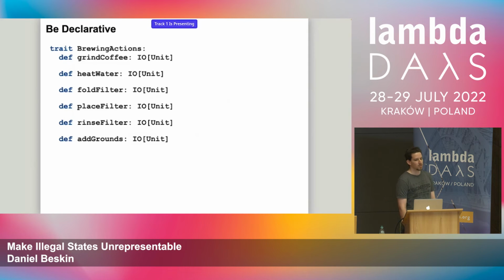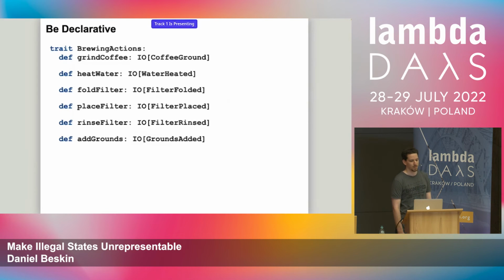And so the solution will be to become more declarative. So leaving the imperative interface behind and trying to make it more declarative. We start by just adding expectations, so what we aim to achieve on every action. For example, the place filter function now, once invoked, will return a filter placed value, which will correspond to the fact that the filter was indeed placed. And so on for all the other functions.